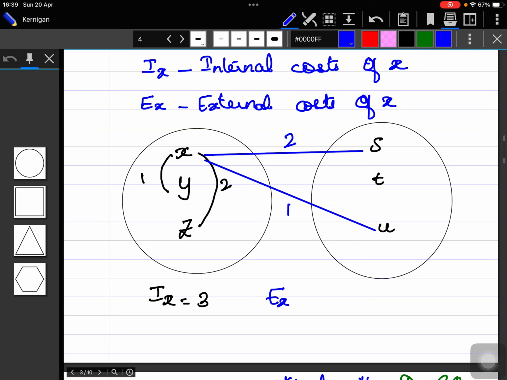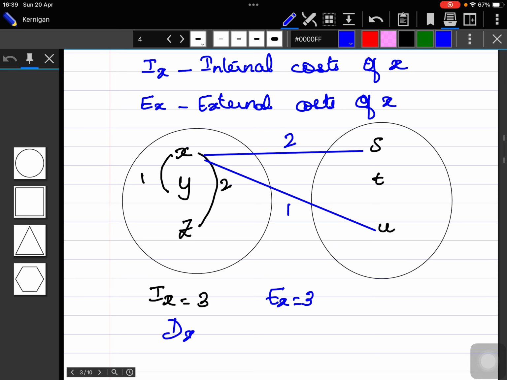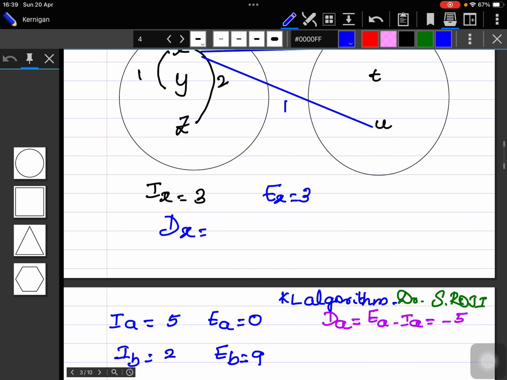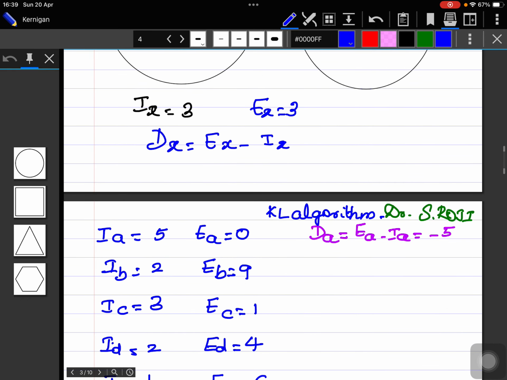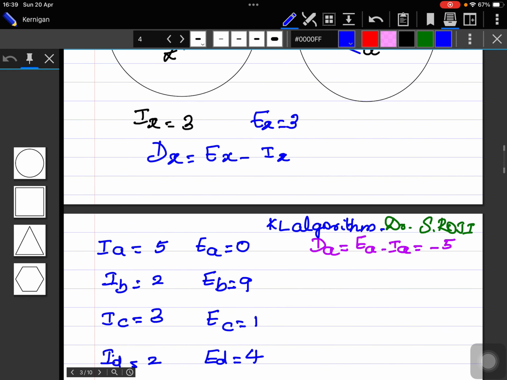Therefore EX is also 3, right? So this is IX and EX. Now DX is nothing but EX minus IX. This is the D factor, right? Using this method, we will calculate IA.